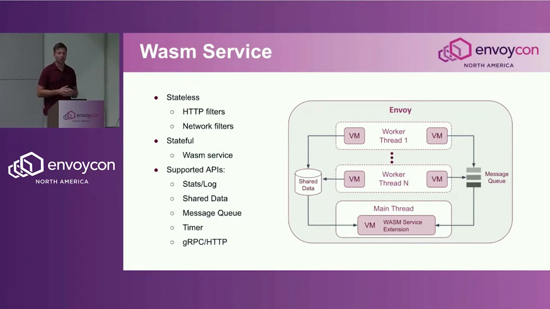So your worker thread VMs can be collecting metrics and then storing those metrics using the shared data API. And the Wasm service extension, that singleton VM, can periodically pull those metrics from the shared data and then export them, or vice versa, right? The Wasm service could periodically use the HTTP or gRPC APIs to make external calls and then store that data in shared data. Or, with a message queue, the Wasm service could be a subscriber for your worker thread VMs that periodically publish some sort of data to the message queue.